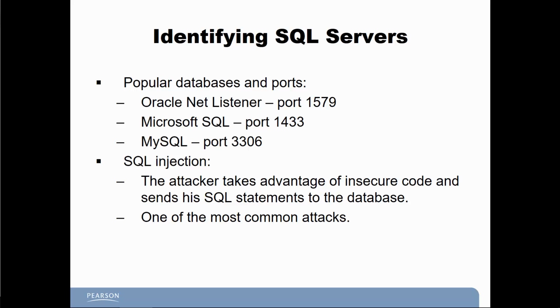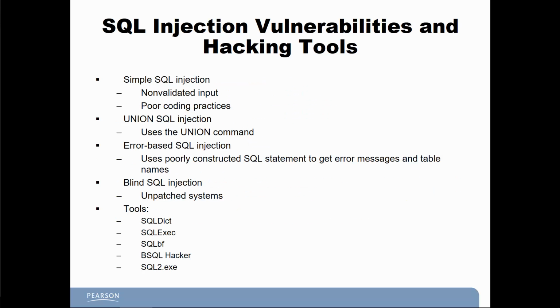Now, all of this is going to be dealing with SQL injections, and that's where the attacker takes advantage of insecure code and sends an SQL statement into the database to execute or run. These are some of the most common types of attacks for databases. We can have things like a simple SQL injection, a union SQL injection, error, blind, you go through the tools. Essentially, the goal here is to interject code into the database so that the database runs the code and then executes whatever is in that query.